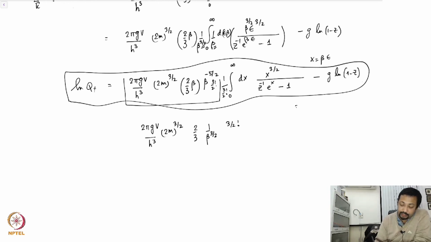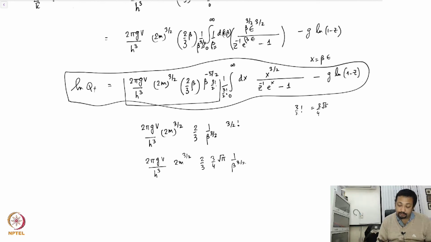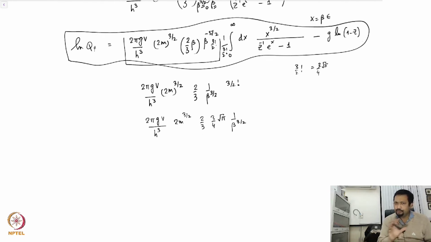Now this quantity 3/2 factorial is 3/4 square root pi, so that I have 2 pi gV over h cubed, twice m to the 3/2, times 3/4 square root pi, times 1 over beta to the power 3/2. So you should already get a feeling where we are going.